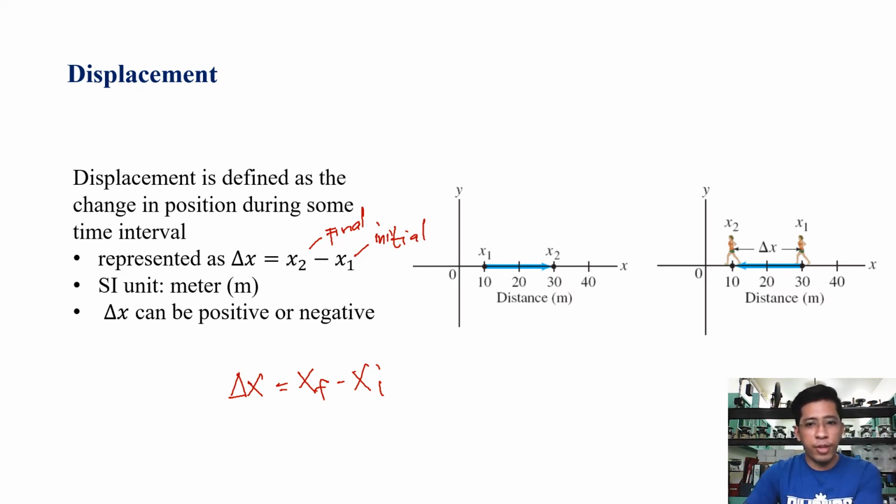So for example, here the particle travels from x1 equals 10 meters, and then from x equals 10 to x equals 30. For this case, your displacement is delta x equals 30 meters minus 10 meters. You have a displacement of positive 20 meters, meaning it goes to the east. So you have here a positive displacement.